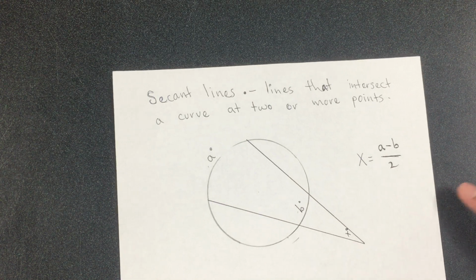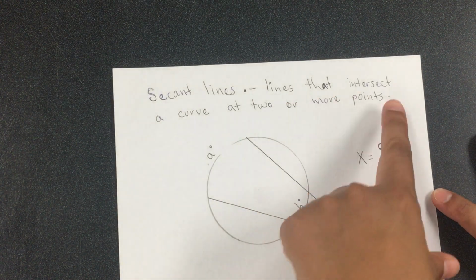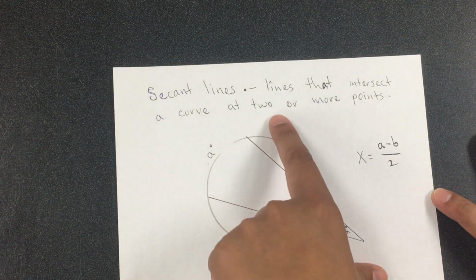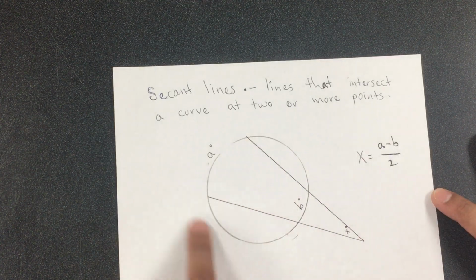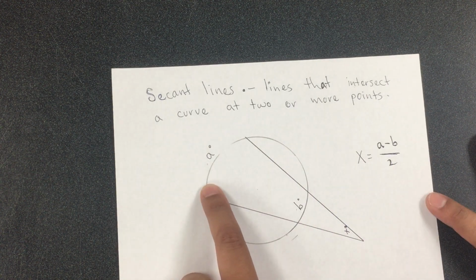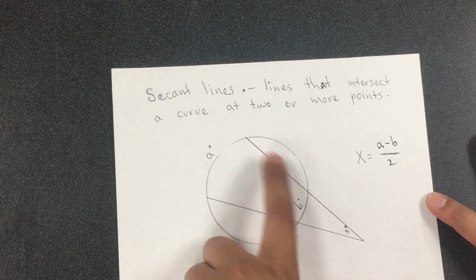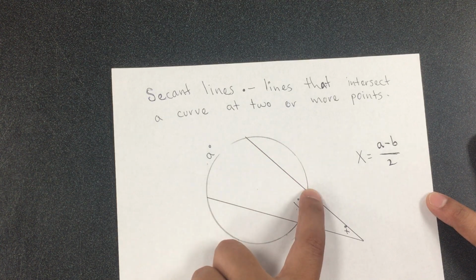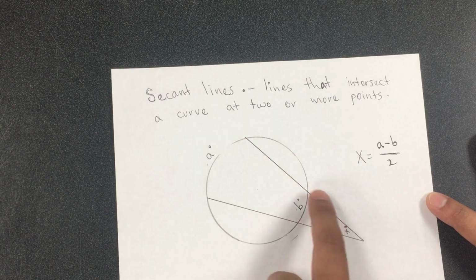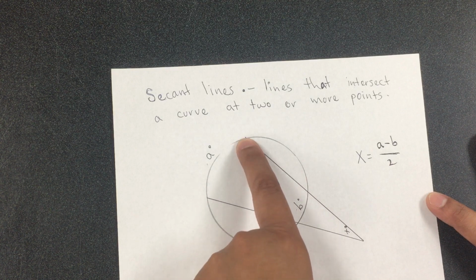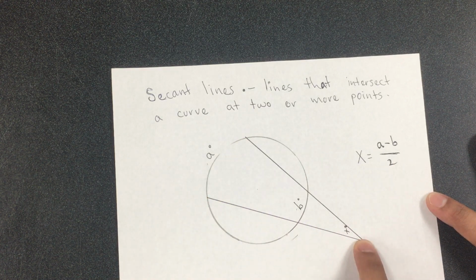So secant lines are lines that intersect a curve at two or more points. In this case, because the curve is a circle, in reality it's going to be touching at 2 points. So this is a secant line because it touches right here and right here. And this is another secant line.